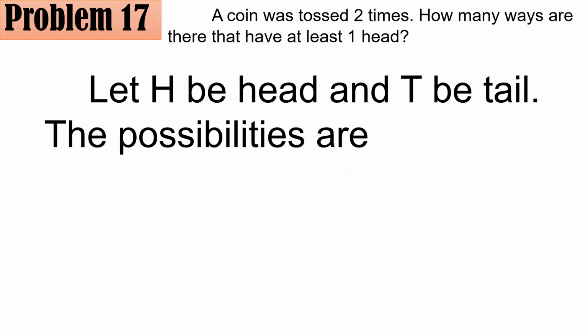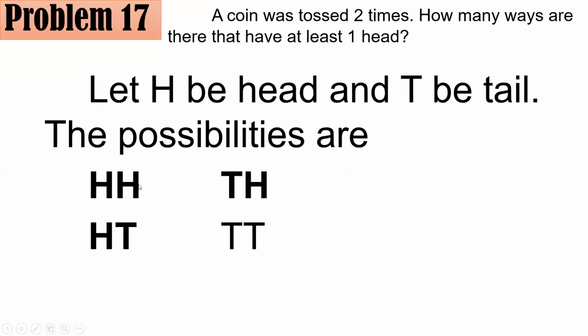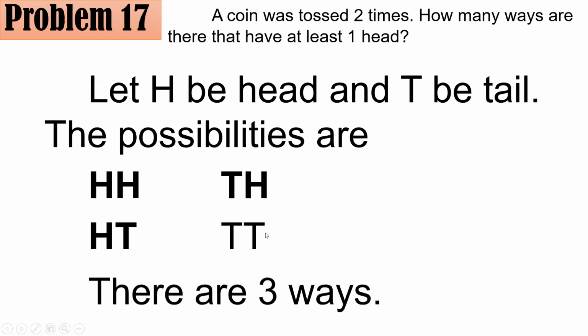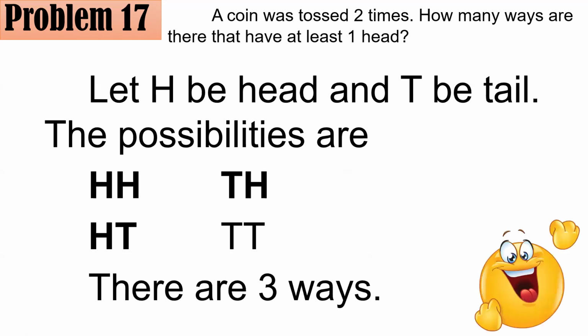So if you list everything, you could have head, head. The next is head, tail, then tail, head. Or both are tails. And you could see that these three, head-head, head-tail, and tail-head, have at least one head. And only this option, tail-tail, has no heads. So that gives you three ways out of four for you to have at least one head. Did you get this right? I hope you did.